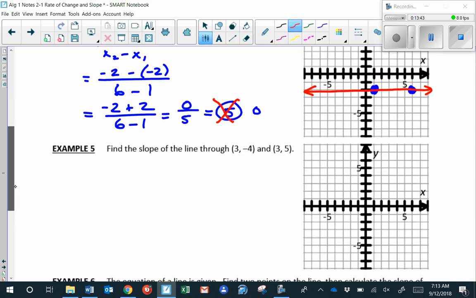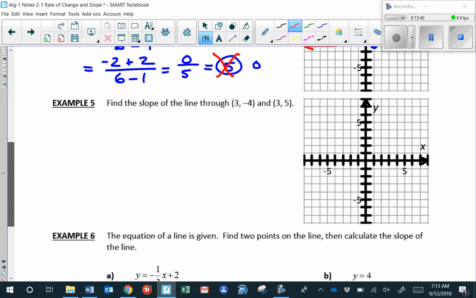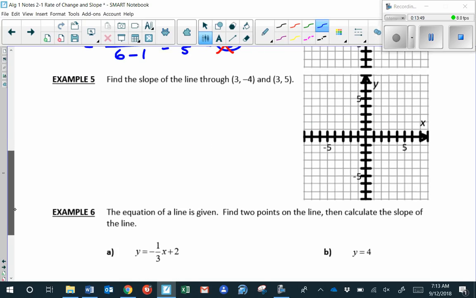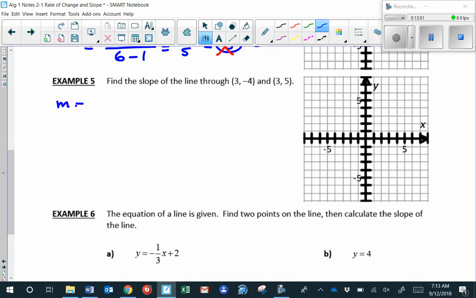All right, let's find one more slope. Find the slope of the line through 3, -4 and 3, 5. Again, we're going to use our slope formula. M, the slope, is equal to 5 minus -4 over 3 minus 3.